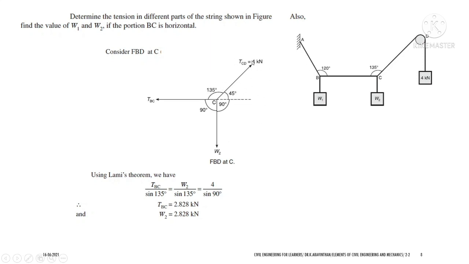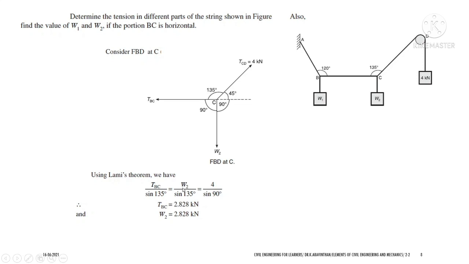Now you know the force here, at least one force you know. So TCD by sine 90 degrees, that is 4 by sine 90, and W2 by sine 135 you have written here, and TBC divided by sine 135. So everything you have written here. If you need TBC, you can cross multiply the sine 135 degrees outside, and 4 into sine 135 divided by sine 90. You will get TBC as 2.828 kilonewton.